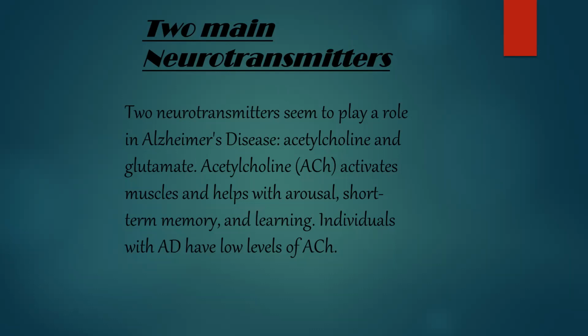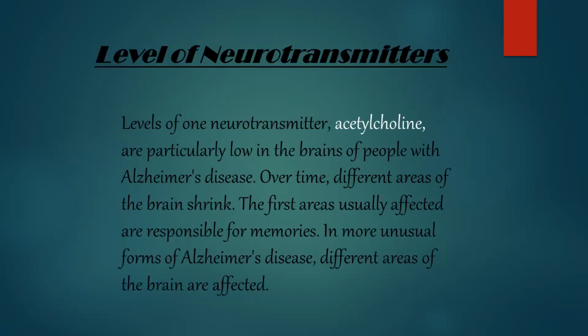Acetylcholine activates muscles and helps with earlier short-term memory and learning. Individuals with AD have low levels of ACh. Levels of one neurotransmitter, acetylcholine, are particularly low in the brain of people with Alzheimer's disease. Over time, different areas of the brain shrink. The first areas usually affected are responsible for memories. In a more unusual form of Alzheimer's disease, different areas of the brain are affected.